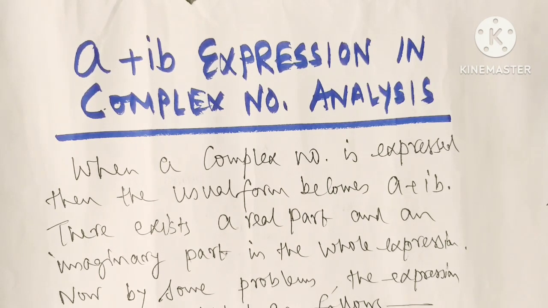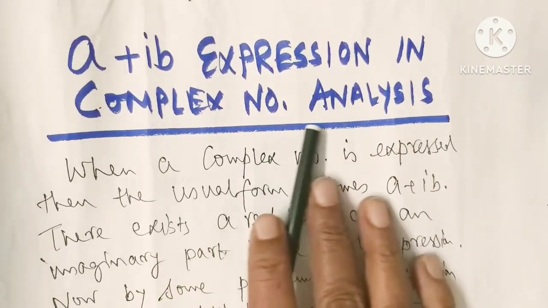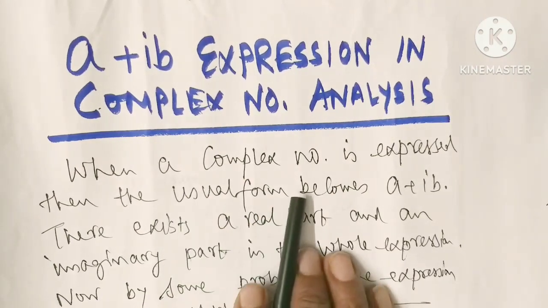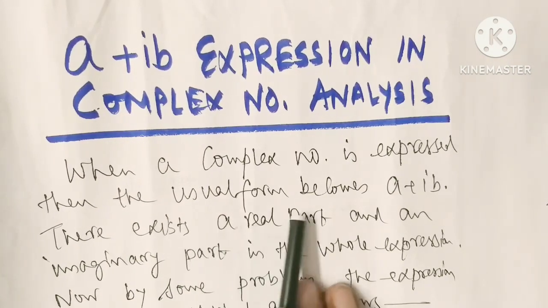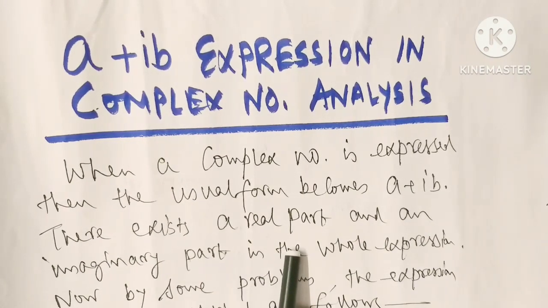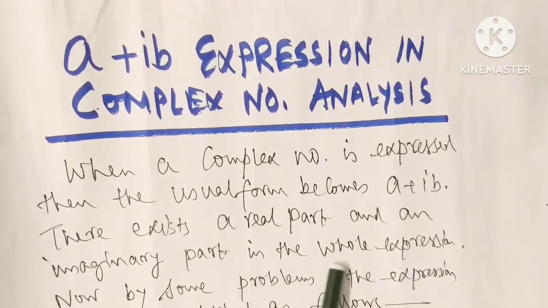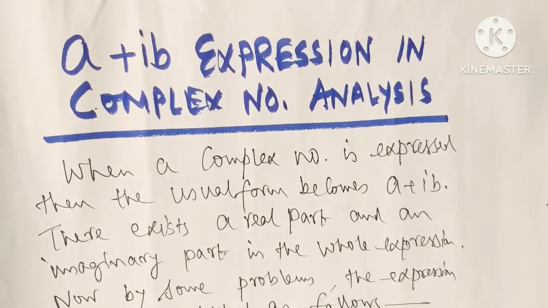In the last video we discussed the introduction of complex numbers, and in today's video we are going to discuss a part of the analysis of complex numbers, that is the a plus ib expression. When a complex number is expressed, the usual form becomes a plus ib. There exists a real part and an imaginary part in the whole expression. Now, with some problems, the expression can be established as follows.